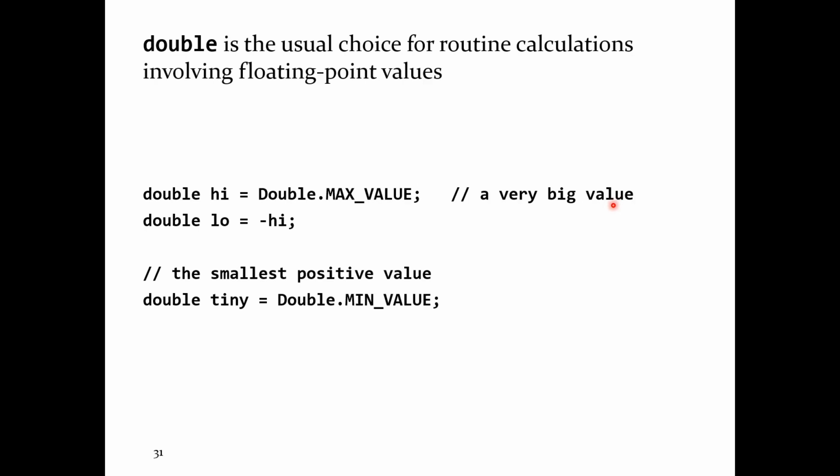Roughly 10 to the power 308. Now, the most negative non-infinite value is just the negative of max value. So negative Double max value is the largest negative double value. Min value for double is the smallest positive value, so the smallest value greater than 0.